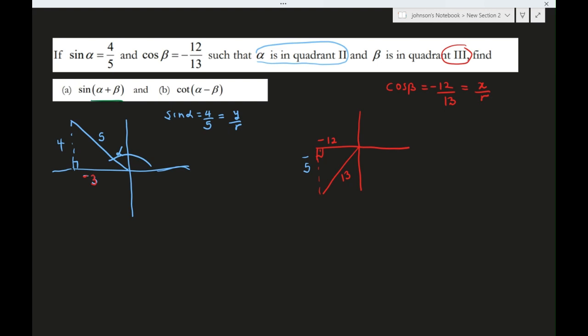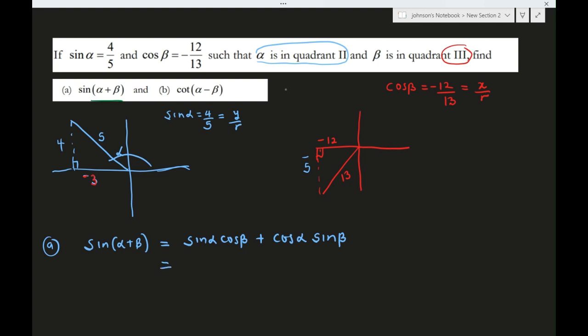All right, so from here, let's now try to answer our problem. If you try to answer A, it is saying we need sine of alpha plus beta, and by the sum formula, this is nothing but sine alpha cosine beta plus cosine alpha sine beta. This is just the formula, the sum of angles of sine.